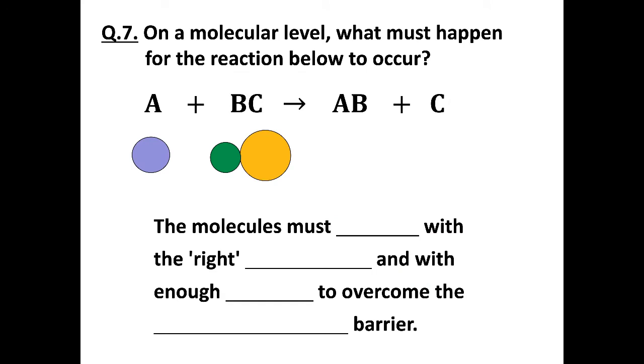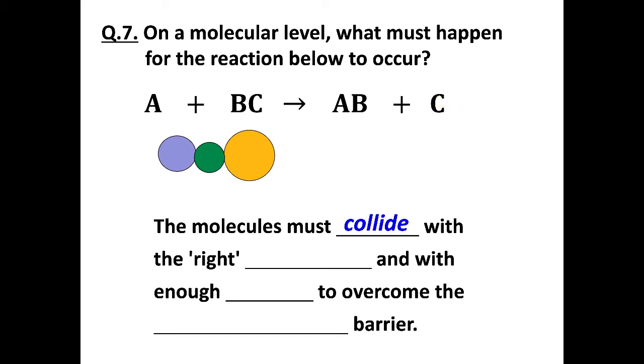Okay, now moving away a little bit from time versus concentration calculations and taking a look at what's going on at a molecular level. On a molecular level, what has to happen for any reaction to occur? We'll look at the reaction here of A, which is a purple sphere, reacting with BC, where B is a green sphere and C is a yellowish sphere. So these represent, let's say, atoms or molecules, and for A and BC to react to make AB and C, first of all, the molecules actually have to contact each other.